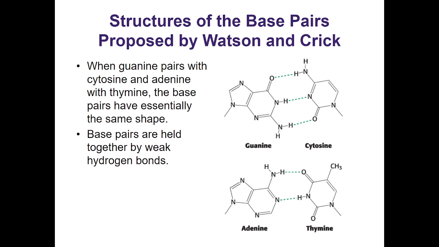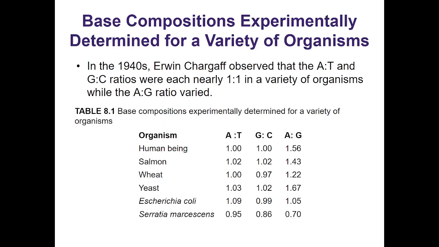So the base pairs are actually going to be held together by weak hydrogen bonds here. And yes, they can be melted. And that would be what melting DNA is, right? Breaking those hydrogen bonds. Okay, so in the 1940s, Erwin Chargaff actually observed that the AT and GC ratios were nearly 1-to-1 in a variety of organisms, while the AG ratios varied greatly.